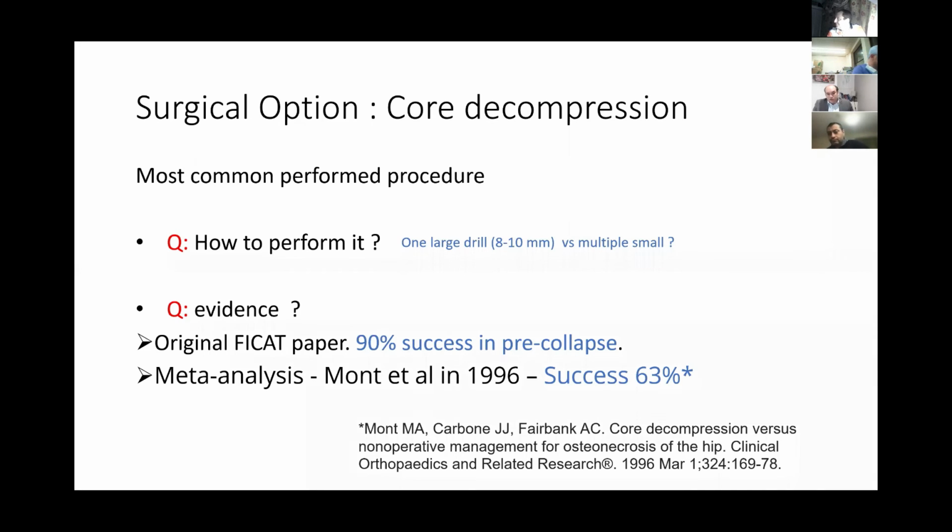Instead of using one large drill, when this was originally described, it was described with a large drill, 9 millimeters or 10 millimeters. But I would use multiple small drills, and the evidence has shown no difference in outcome between using one drill or multiple small drills. The only difference is you get less risk of fracture with multiple small drills. I would target the area of avascular necrosis with 1 or 2 or 3, depending on its size.